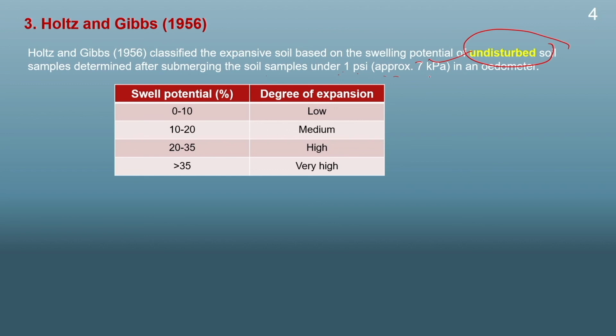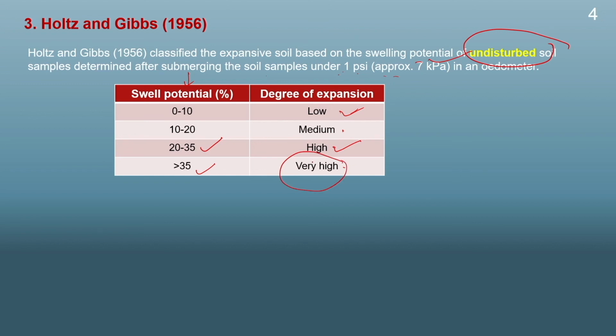So, based on this test result, he determined the swelling potential, and based on this swelling potential he classified the soil as low, medium, high and very high. Say, for example, if the swelling potential is in between 0 to 10, the degree of expansion of the soil can be expected to be low. If it is in between 20 to 35, the degree of expansion can be expected as high. If it is more than 35, it will be very high.